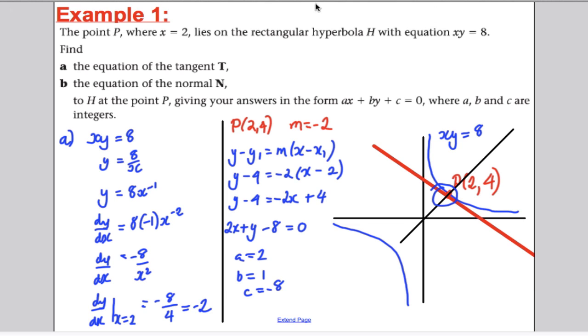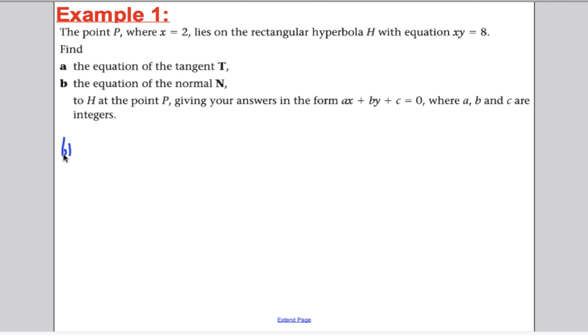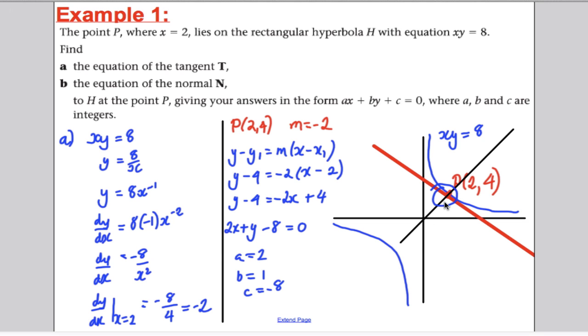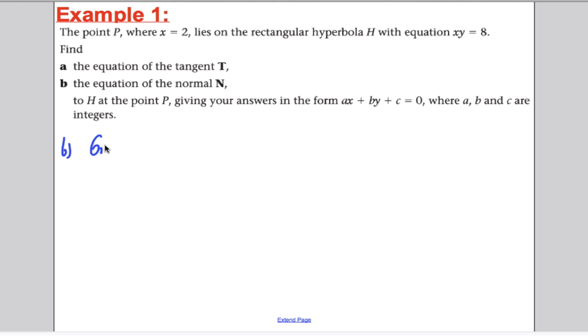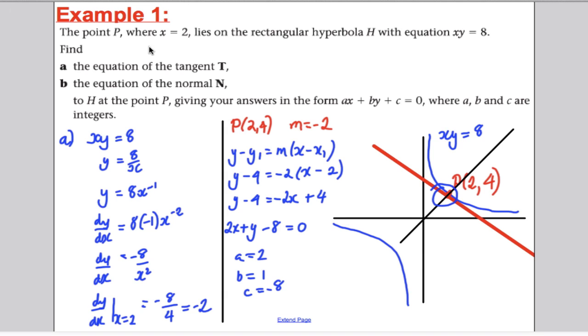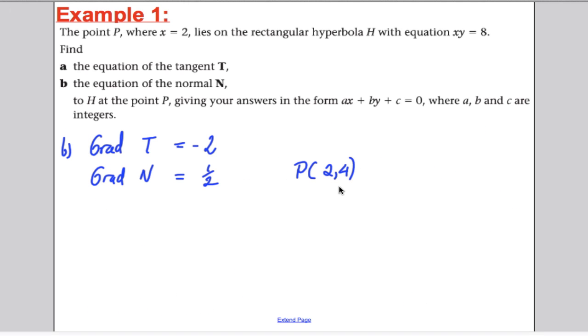Okay, now let's work out the equation of the normal. So for part B, I'm working out the equation of this line. I know it goes through (2, 4). I can also quickly work out the gradient of the normal. I know that the gradient of the tangent is equal to negative 2. So the gradient of the normal is its negative reciprocal, and it would be a half. And I know point P, (2, 4), lies on the line as well.